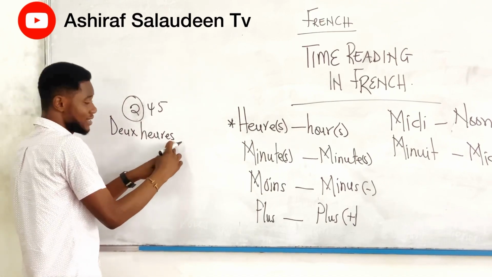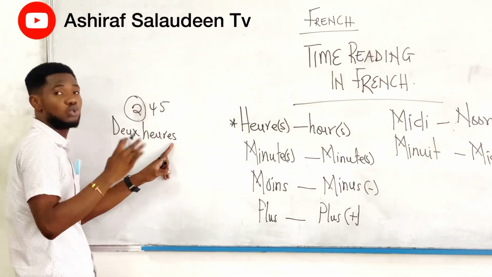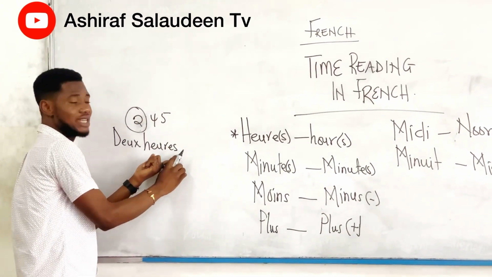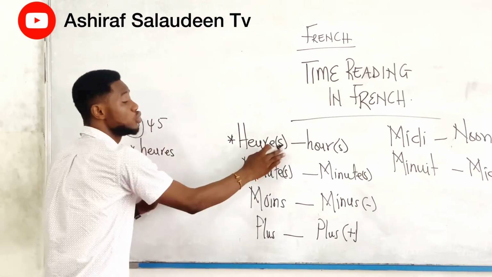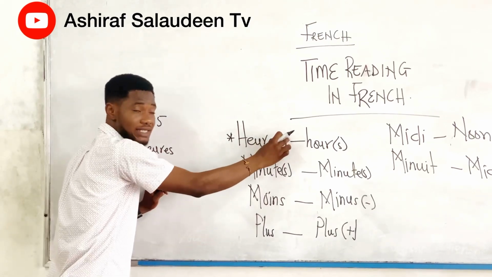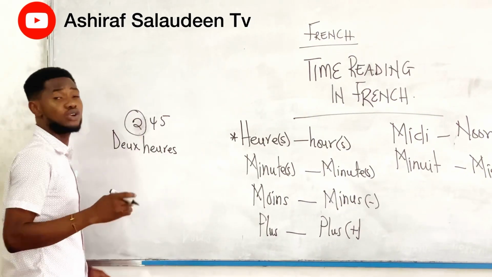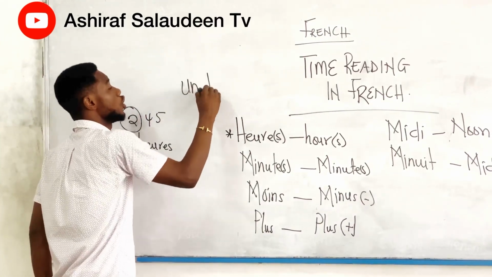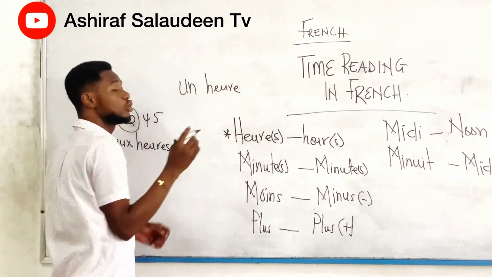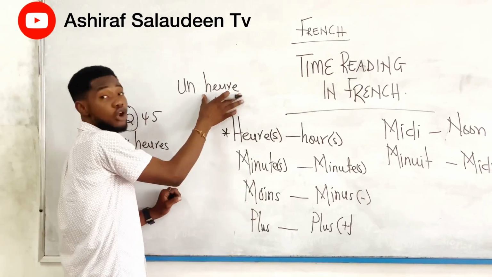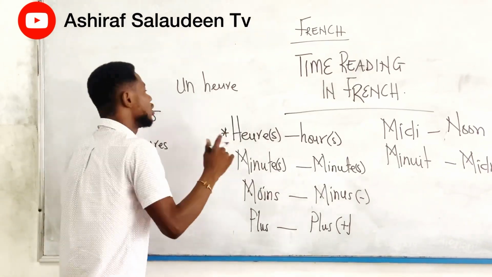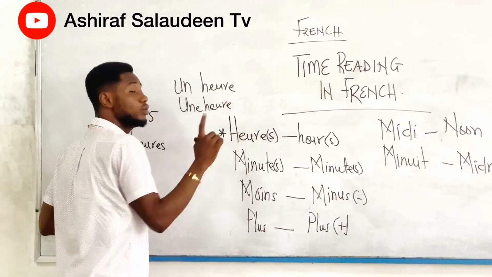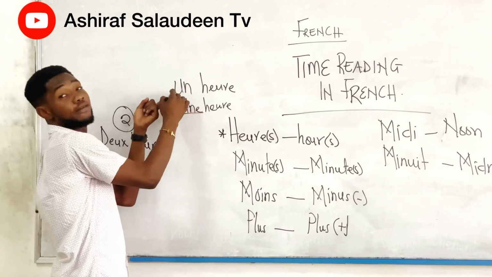Now we are using S because it is 2. So far as it is more than 1, we use it with S. When it is 1, then we don't use the S. And when it comes to 1, because 1 in French is un, you might say un heure. But we are supposed to take note of the fact that the word heure is feminine. And so we are going to say une heure. When we are referring to 1, we say une heure instead of un.